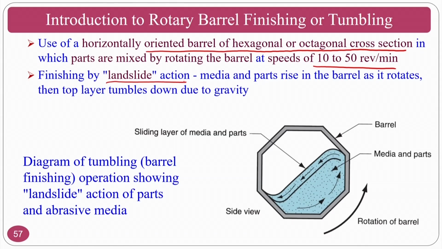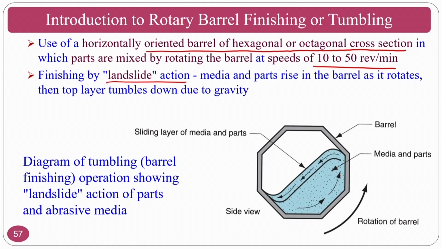In the previous one, the vibratory bowl feeder was there and it rotated like this. In this one, you will have a landsliding. Media and parts are raised in the barrel as it rotates, and the top layer tumbles down due to gravity. Normally you can see here the landsliding type. So this type of thing is moving. Once it reaches here in the barrel, it moves. This looks like a landslide.